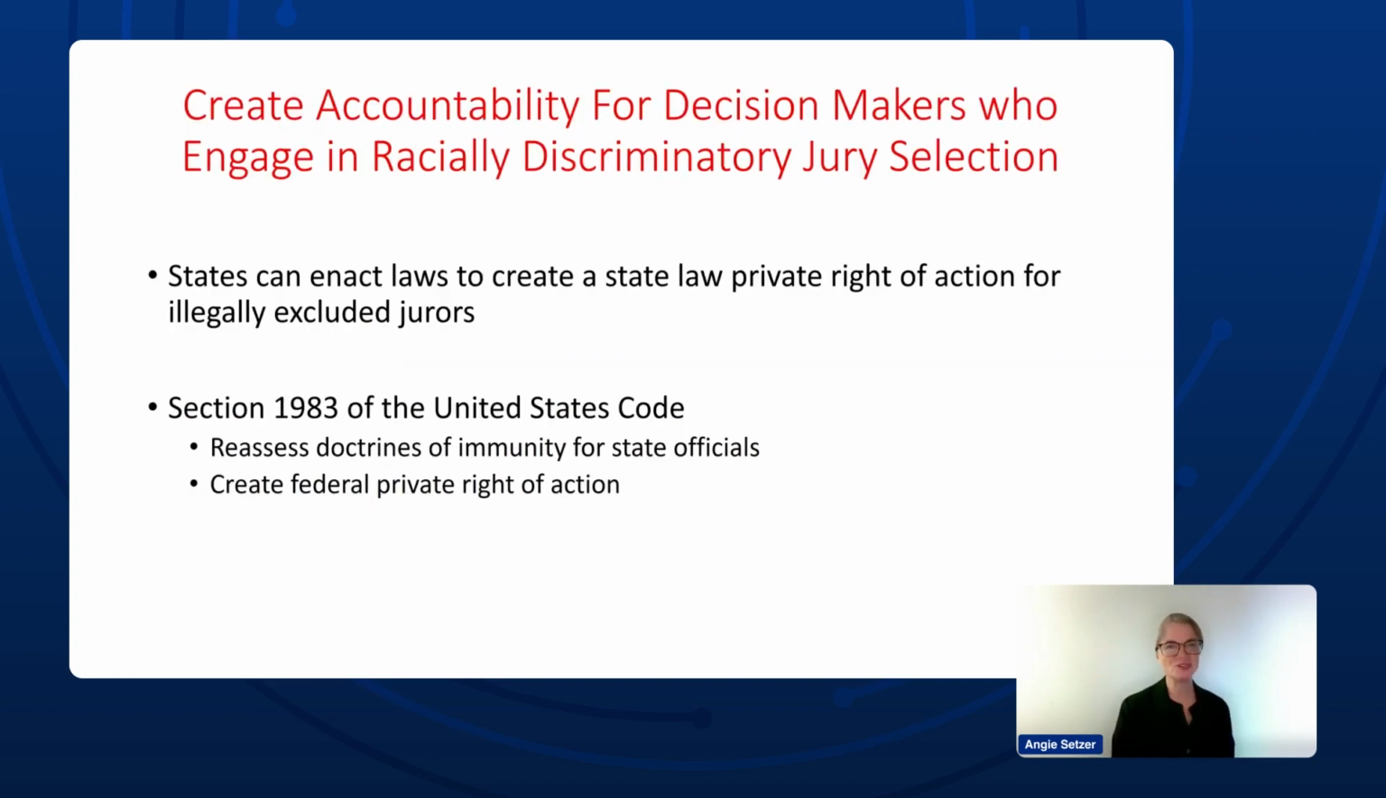All right, third, create accountability for decision makers who engage in racially discriminatory jury selection. So, like I said, even when a court has found that a prosecutor has engaged in discriminatory jury selection, the prosecutor rarely suffers any consequence. States and Congress could create a private right of action for illegally excluded jurors. Federal courts have really created these procedural barriers, which protect prosecutors from federal lawsuits and shield them from financial liability. But Congress can and should consider reassessing the doctrines of immunity for state officials and remove procedural barriers by federal courts.